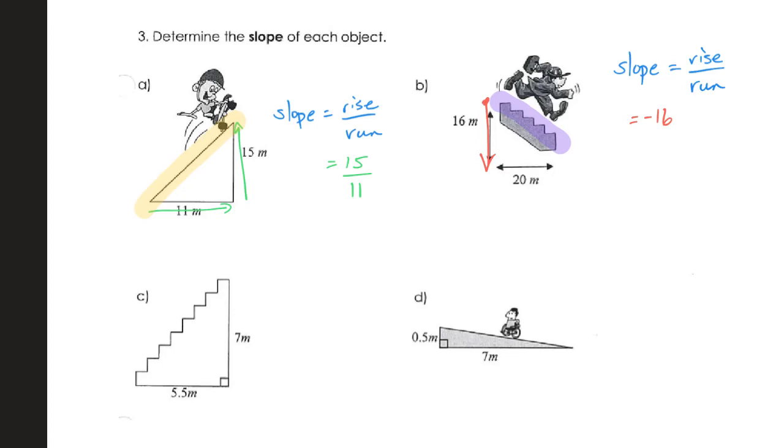Okay, now I have my run, and I have a run of 20. And notice that if you were to take negative 16 divided by 20, that's going to give us a negative value. And if I reduce my fraction, I notice that 4 goes into both of those, and I can reduce that to negative 4/5. Okay, but I also want to show you another way to get to that slope.